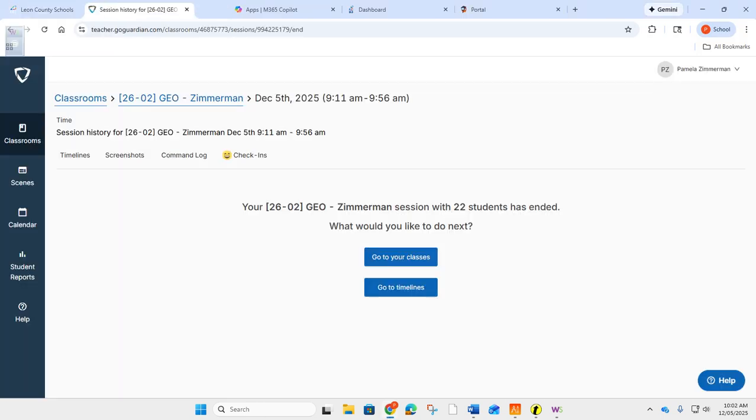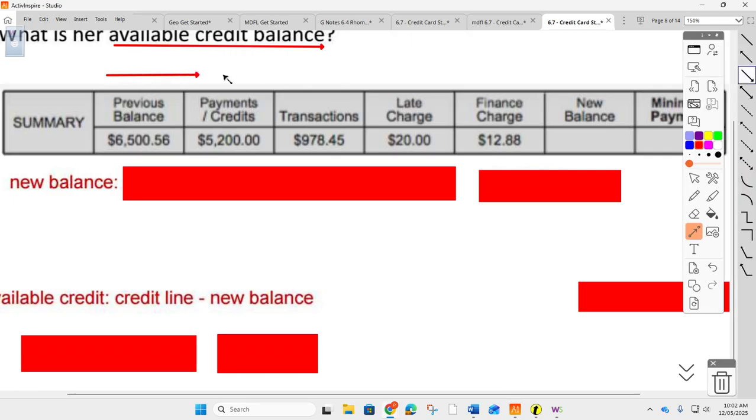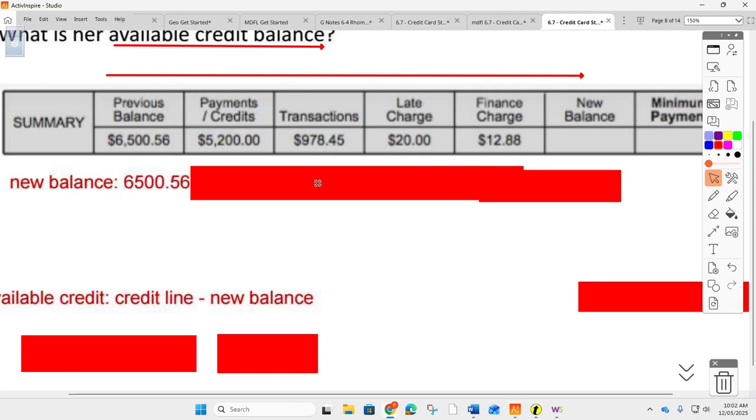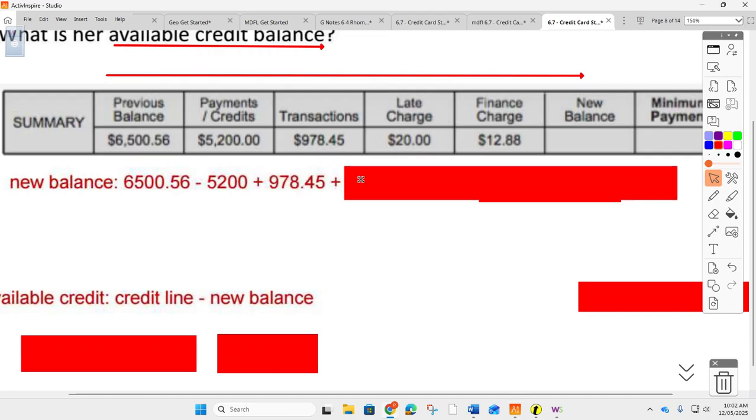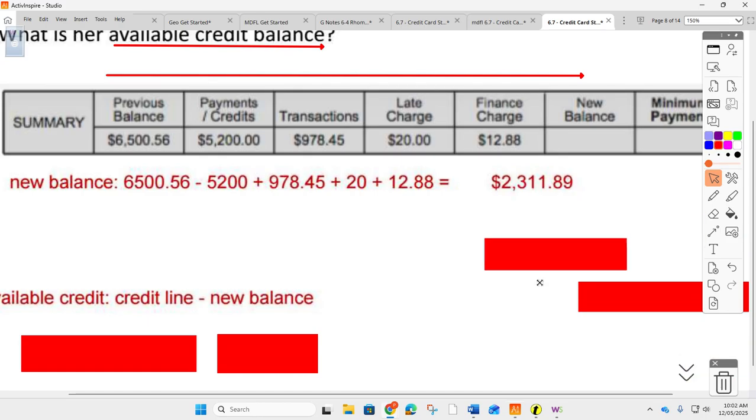Sorry, I'm going back. All right, so the new balance, same thing. We're starting here and working our way to the new balance. So the 6,556 minus 6,200 plus the new purchases, the transactions, plus the late charge and the finance charge. And the new balance is $23,1189.